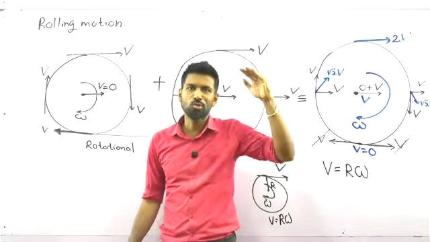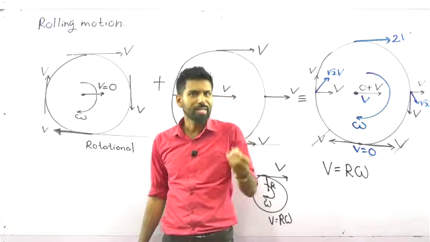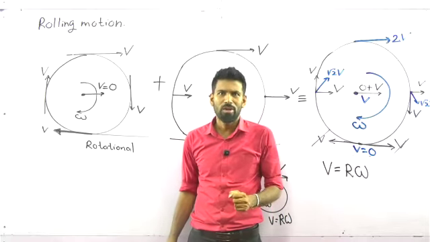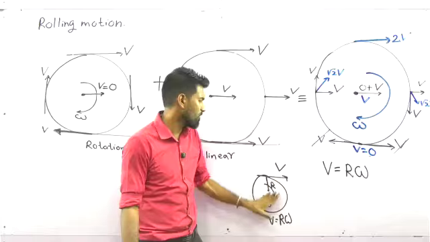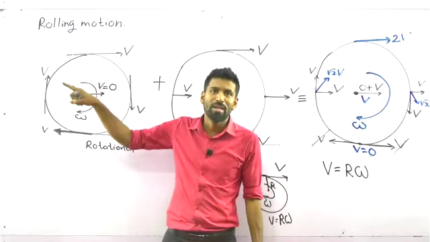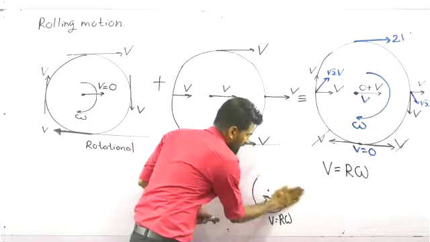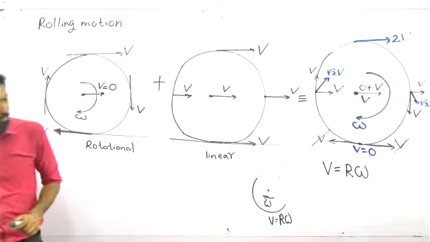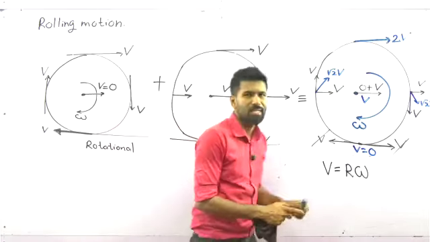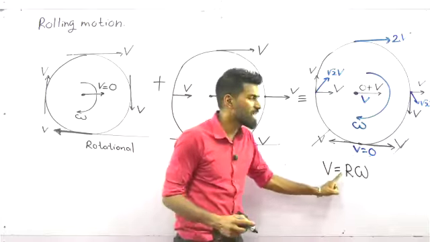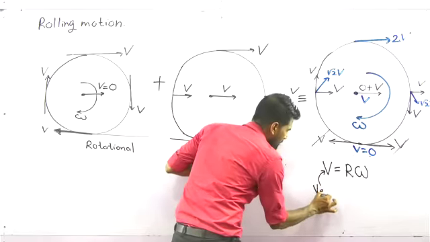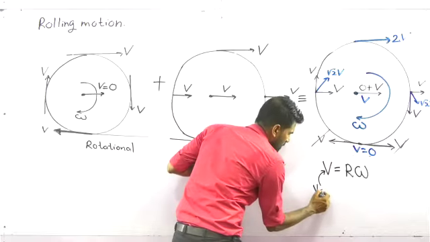In the top, it's 2V. In the bottom, it's 0. So how come V equals R omega be there? If the V is the tangential velocity, no. V will be the tangential velocity and R times omega, it is for just a rotation. It's just for rotation. The symbols look like same, but it's not the case. Here, this V equals R omega stands for V is the velocity of center.